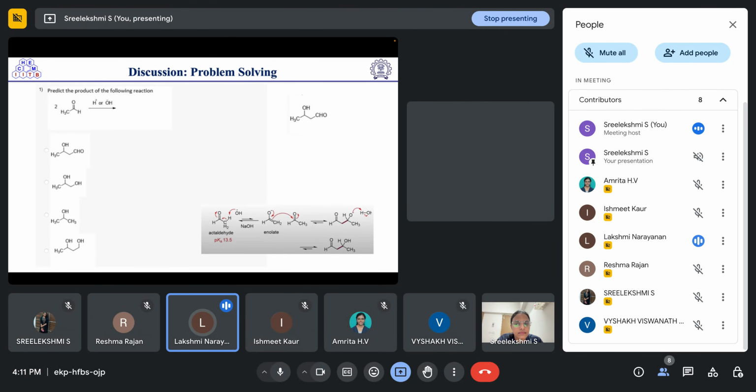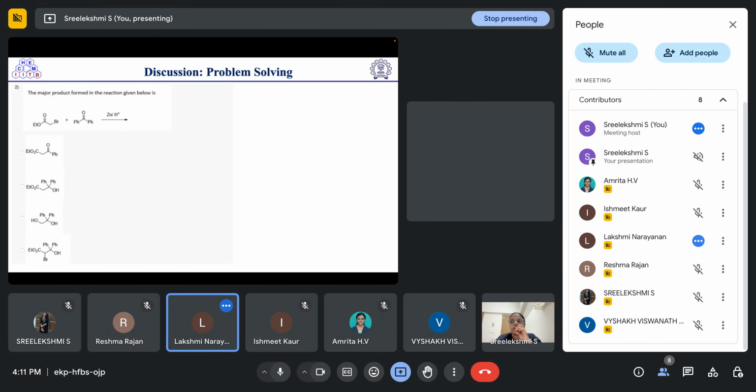So the base should be near the pK value 13.5, near or above that. Okay, fine. Right. So next question, the major product formed in the reaction given below.